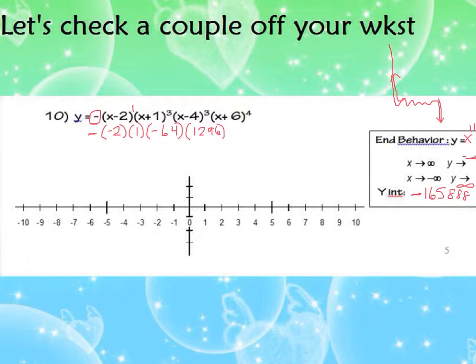Okay, and that last thing I should be doing is putting in my zeros. So I have a 0 at 2. I have a 0 at -1. Those are both cuts because they're odd powers. And then at 4, that's another odd power. And at -6, but that's going to be an even power, so that's a bounce.